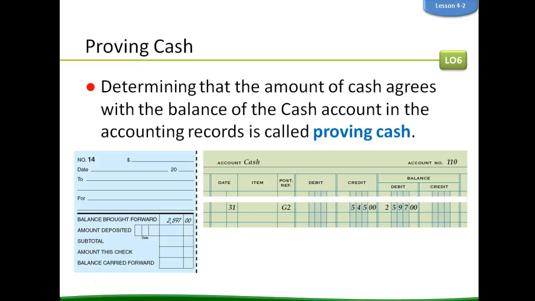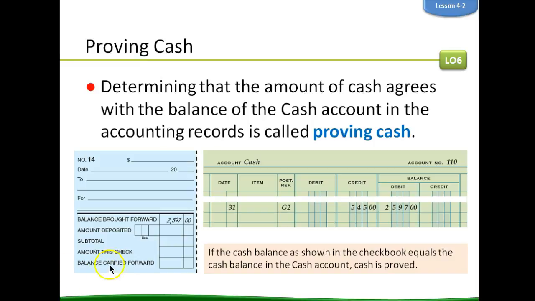So what you're seeing here is that we're looking at the cash balance in our checking account. This is the stub from our actual checking account. And then here is the ledger that shows us that we should have a debit balance, and it's matching what we have in that account.